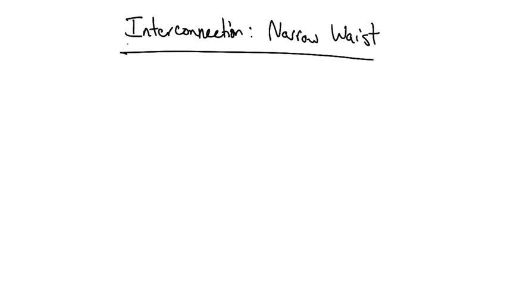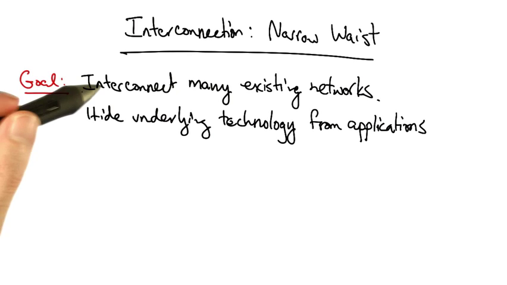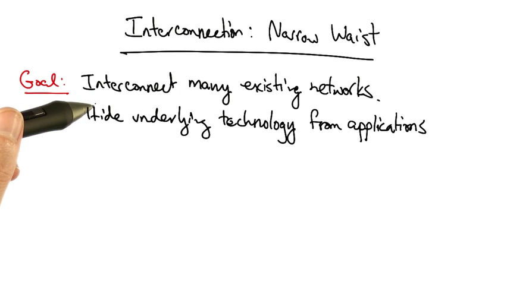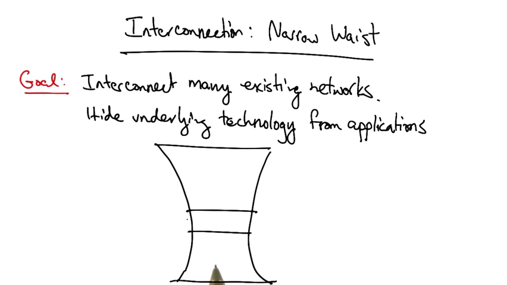Let's now take a look at the second important fundamental design goal of the Internet, interconnection, and how interconnection is achieved with a design principle called the narrow waist. Let's keep in mind that one of the main goals was to interconnect many existing networks and to hide the underlying technology of interconnection from applications.